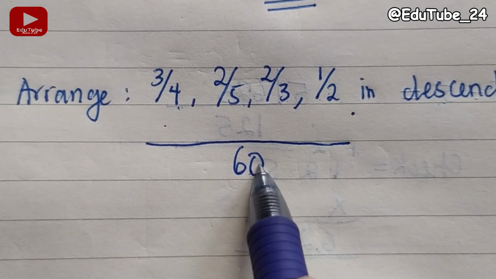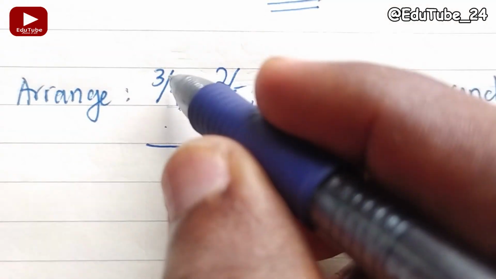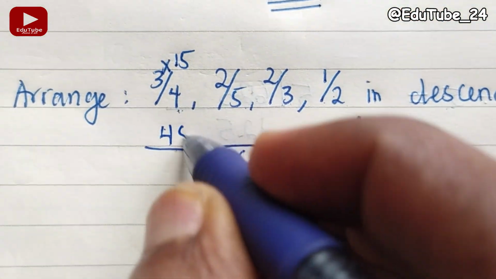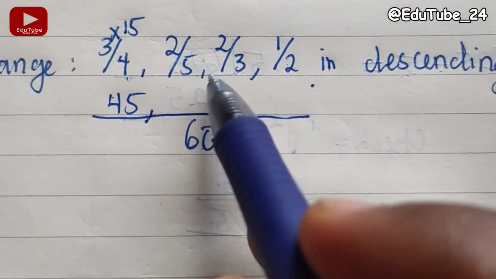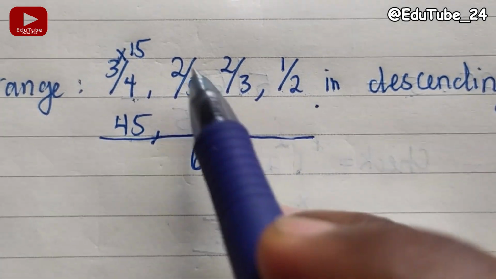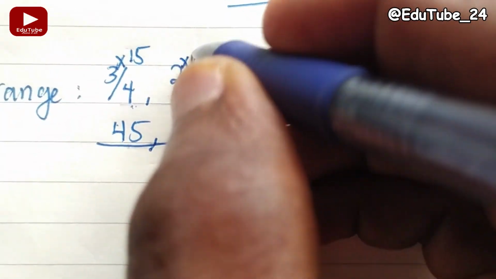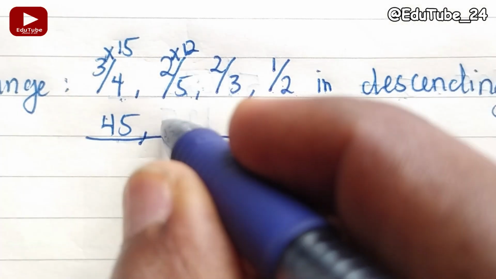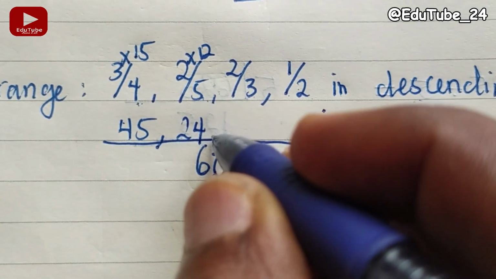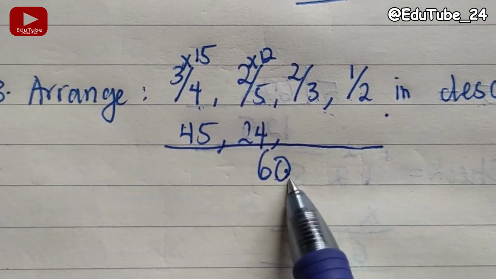So 4 in 60 is 15. And if I multiply 15 by 3, that will give me what? 45. So I'll put my comma. Then 5 in 60 is 12. Then I'll multiply the 12 by 2. So I'll say 2 times 12, and that will give me what? 24. Then 3 in 60 is 20.